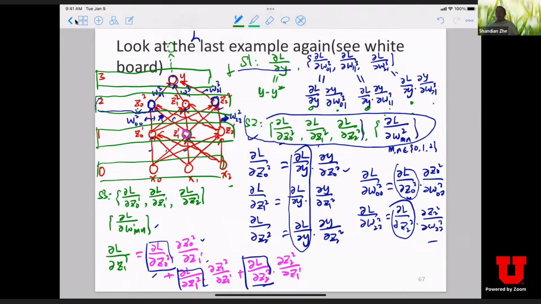Okay, let's stop here today. On Thursday, we're going to go through this example in detail again, to strengthen your impression. And I highly recommend you manually follow this procedure yourselves. This is very important for you to implement your backpropagation algorithm. If you don't understand the whole procedure, you won't be able to implement it.